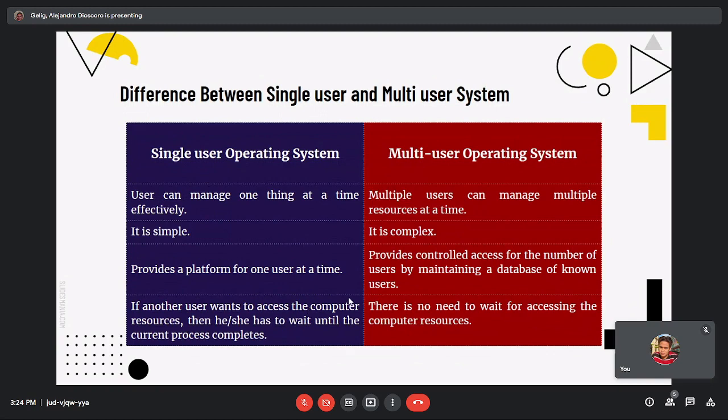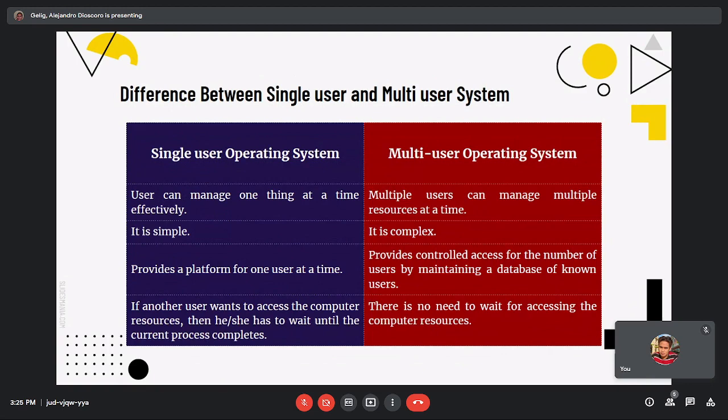So a single-user operating system provides a platform for one user at a time because this type of operating system is used only for a single user, while a multi-user operating system maintains a database of known users to enable controlled access to a large number of users.